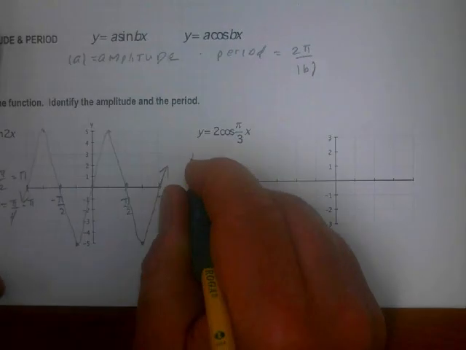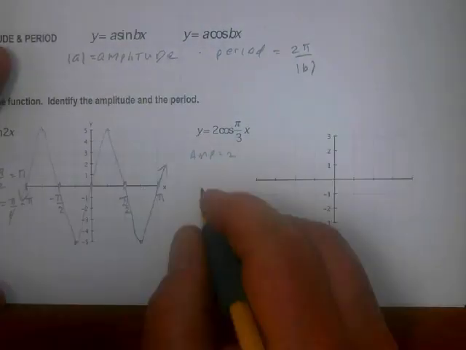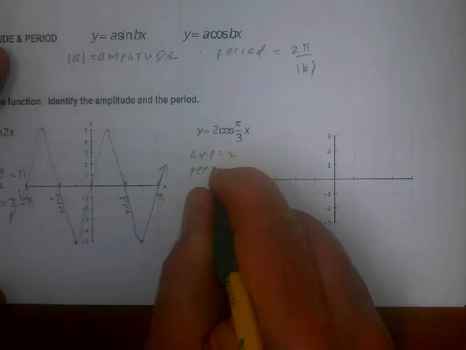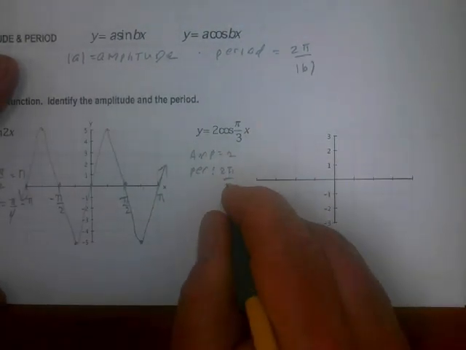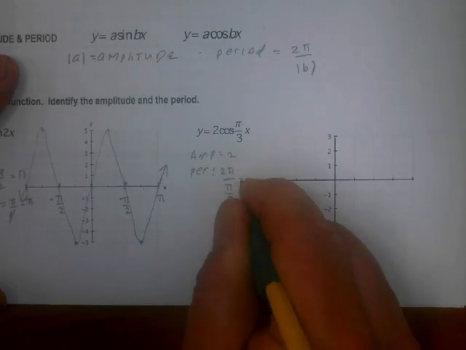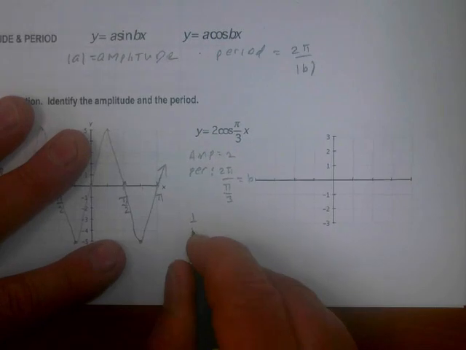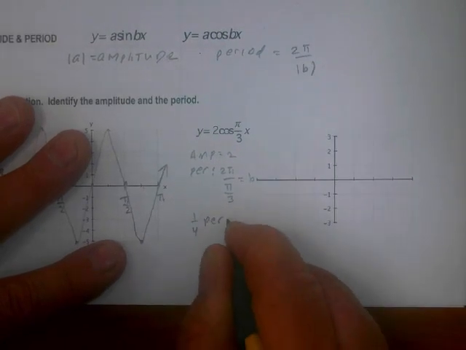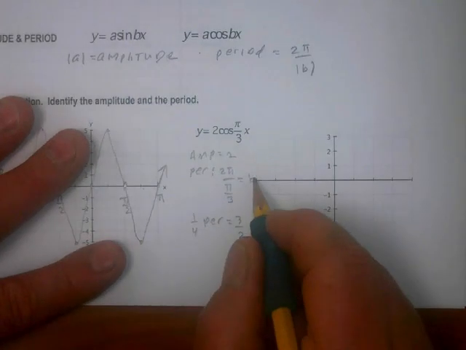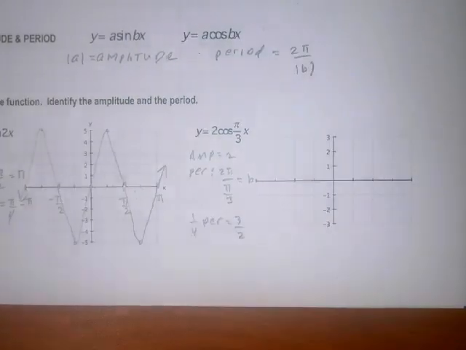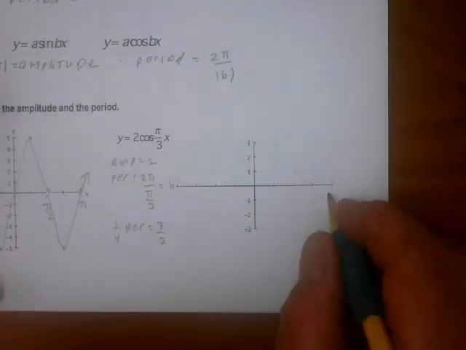Here I have y equals 2 cosine pi over 3 x. Amplitude is 2. Period is 2 pi over pi over 3, which equals 6. Quarter period equals 3 over 2, because I'm taking 6 divided by 4, and that gives me the 3 over 2.